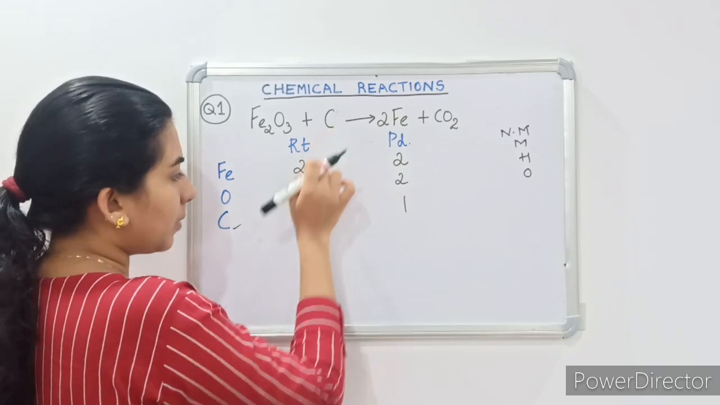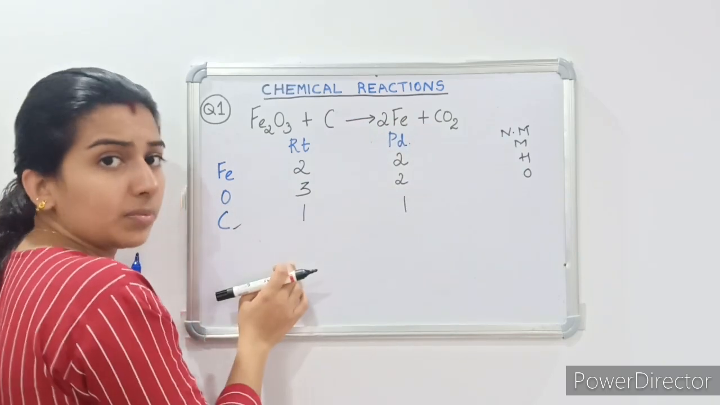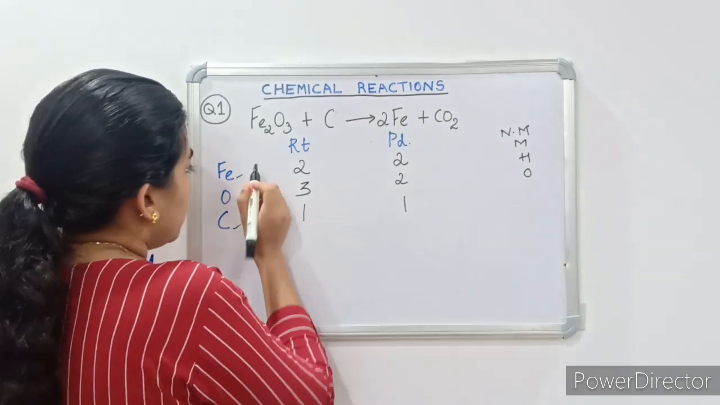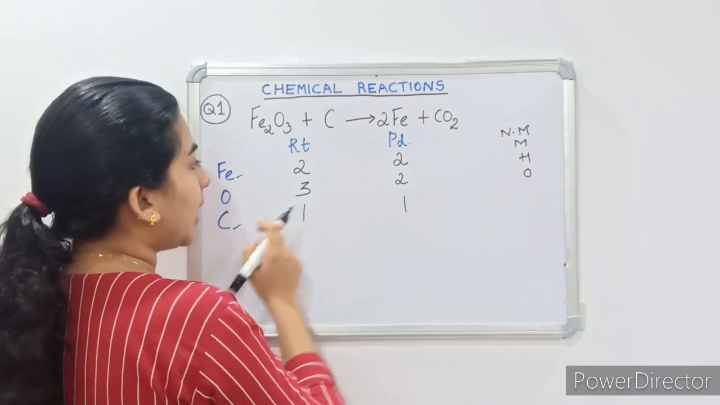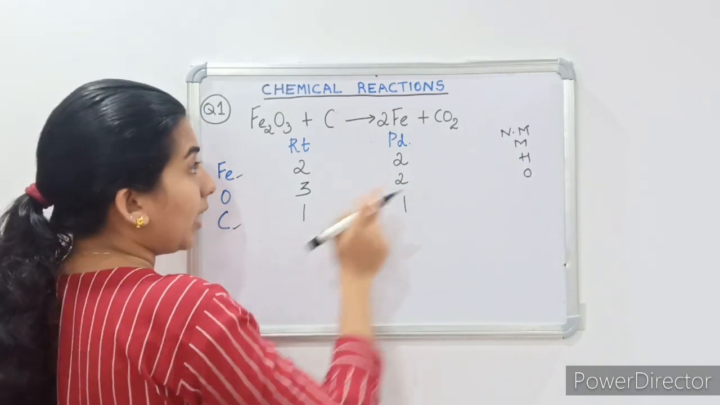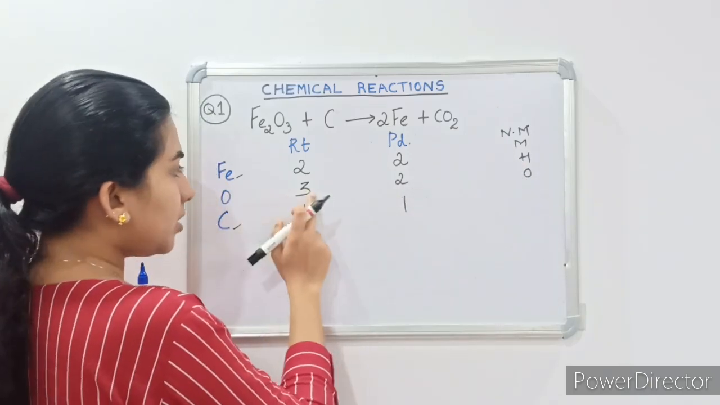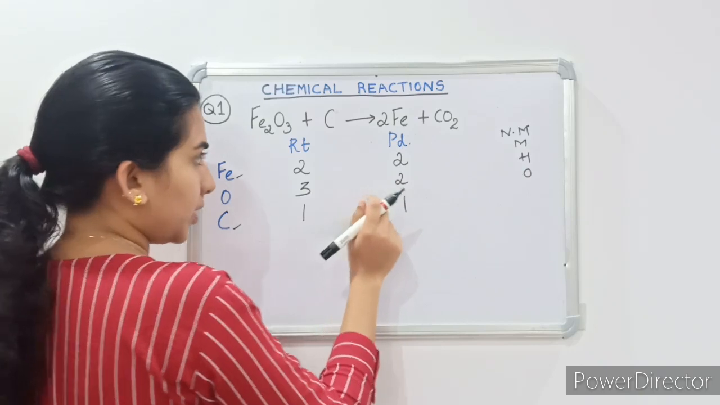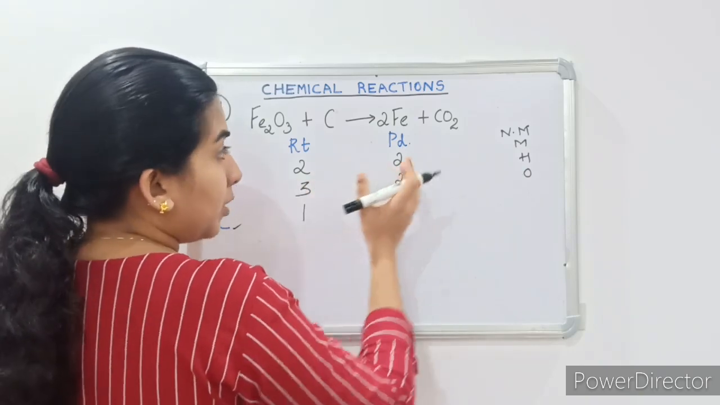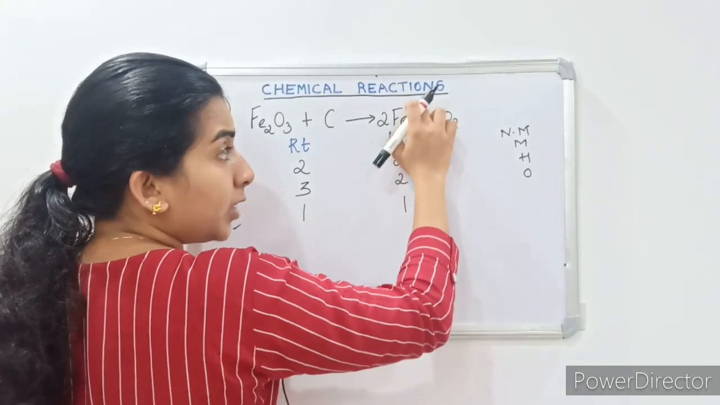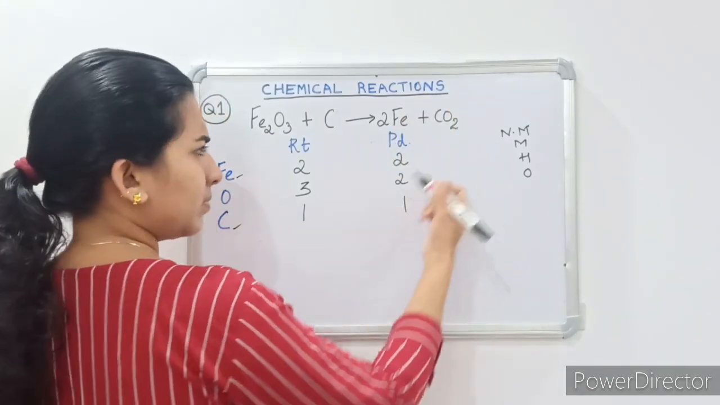So, we have to check the previous element, which is carbon. Carbon is 1 on the reactant side and 1 on the product side. So, there is no alteration for carbon. So, iron and carbon are balanced. Now, next hydrogen, but hydrogen is not present in this equation. Now, next go for oxygen. Oxygen is 3 on the reactant side and 2 on the product side, so we have to check by adding which coefficient we will get the balanced equation.